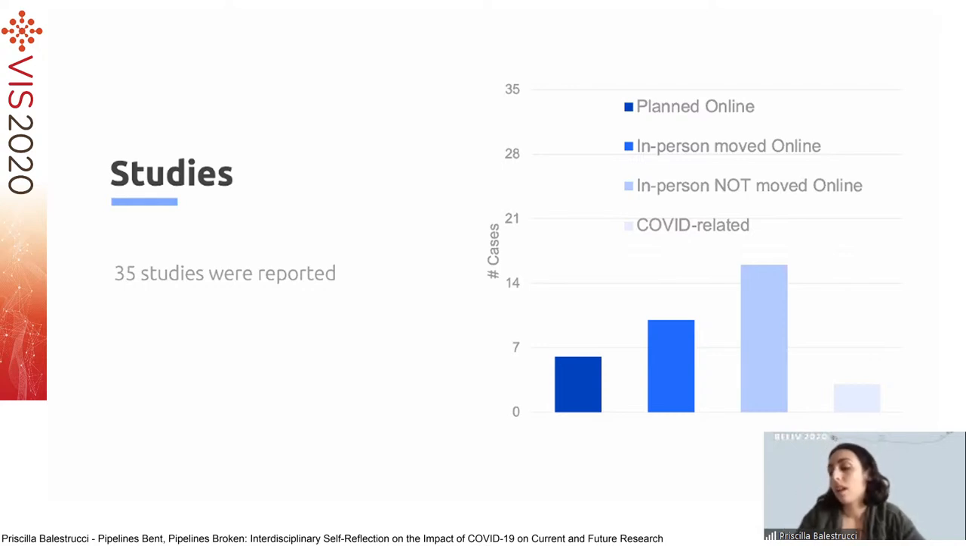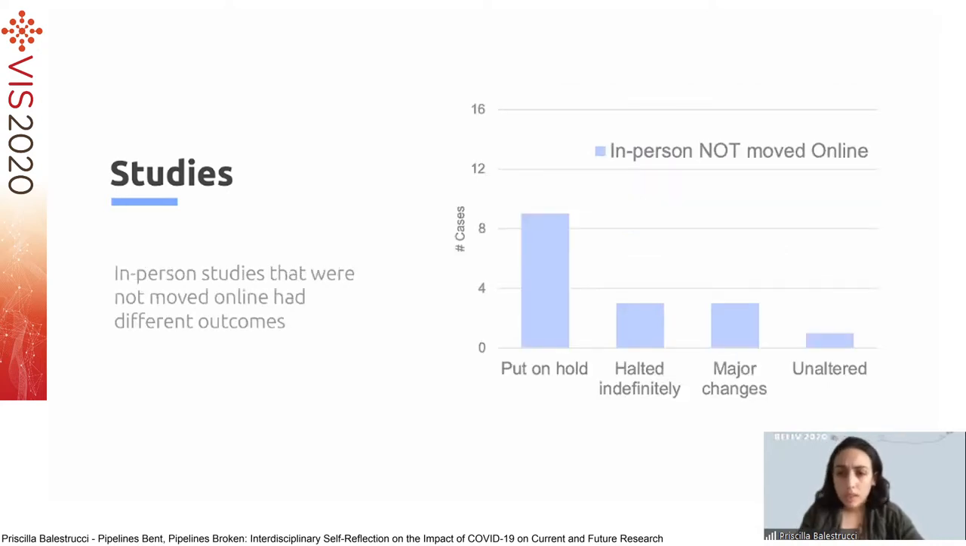These studies that they reported were distributed across the four categories that we envisioned for our survey. Many of them, as you can see, were in-person studies that were not moved online. And when we looked more closely at this category, we found that the majority of them was put on hold, first probably waiting until the restrictions were lifted. But some studies were also halted indefinitely, meaning that they were not planning to continue running this study after the raising of the lockdown measures. And some had major changes, and a few of them remained unaltered.